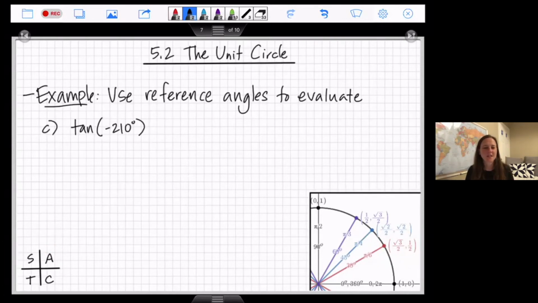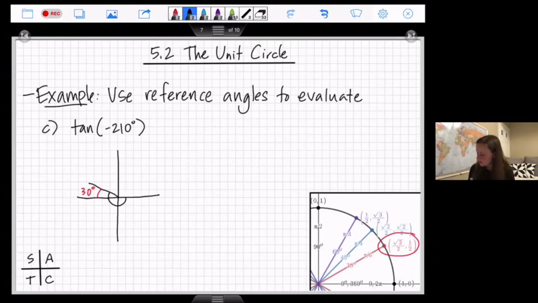Tangent of negative 210 degrees. Let's draw negative 210 and see where we're at. So negative means clockwise. I need to go past 180. I need 30 more. 180 plus 30 will give me 210. So 30 degrees. I accidentally figure out my reference angle by doing that calculation. I've got another red spoke. I need root 3 over 2 comma a half.